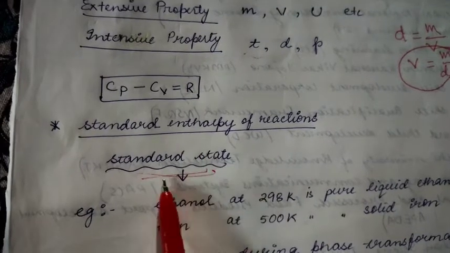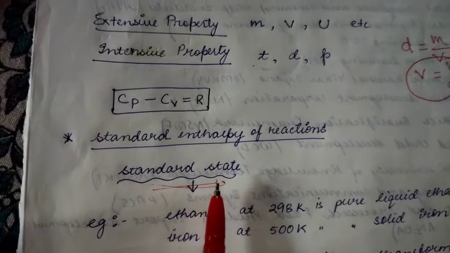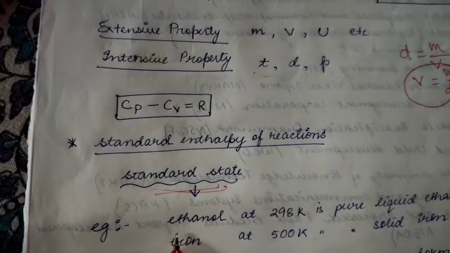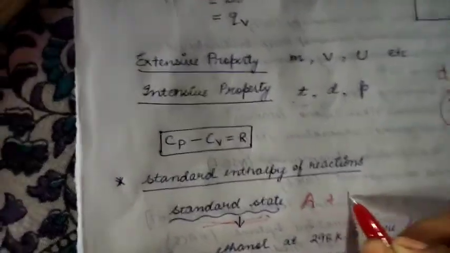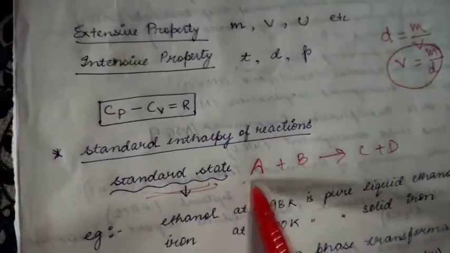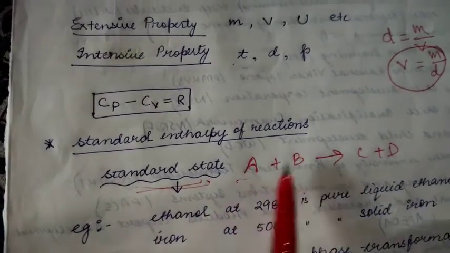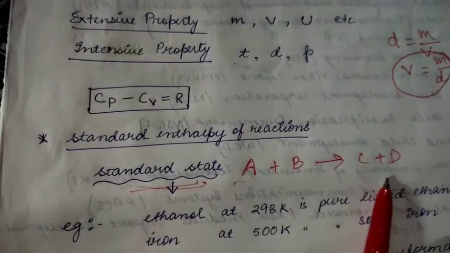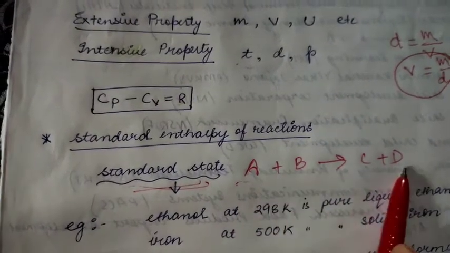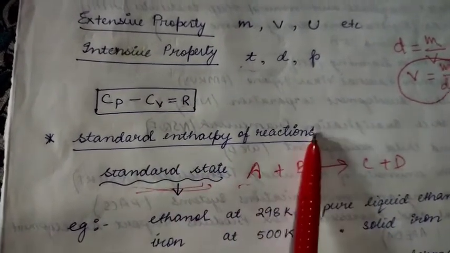Now we can define the standard enthalpy of reactions. If you have the book, you can see that the definition is given as the enthalpy change for a reaction when all the participating substances are in their standard states. Suppose there is a reaction where A plus B gives C plus D. So in this reaction, the participants are A, B, C and D. And if I am maintaining the standard states of every participating substance here, that is A, B, C and D, then that enthalpy change occurring is called the standard enthalpy of the whole reaction.